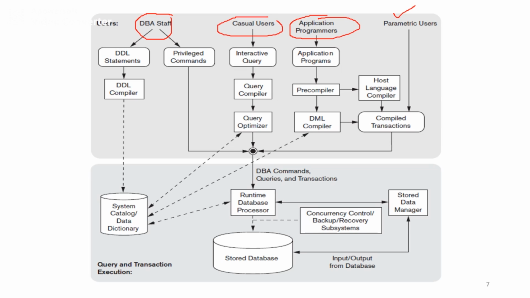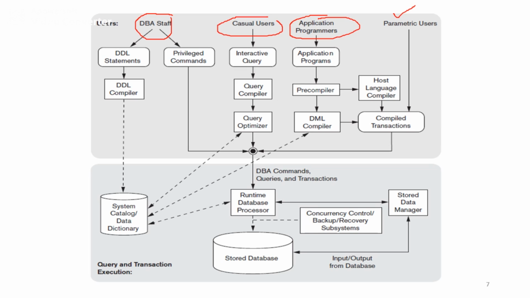Then it will be transacted to the compiled transaction, and the instructions will be sent back to the runtime database processor for further processing. That is about the application programmer. The second one is parametric users. These are users who do the data entry work by supplying parameters to predefined transactions.